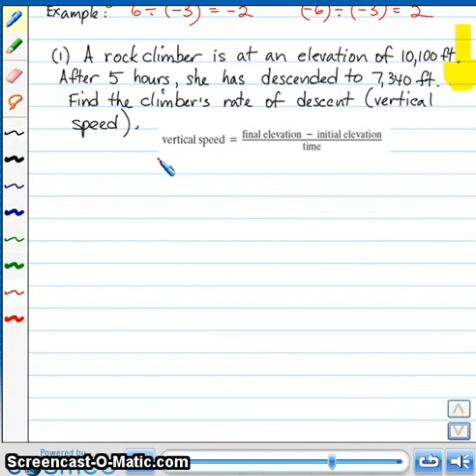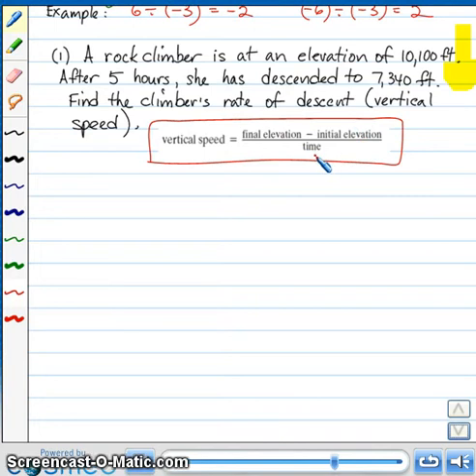Notice the formula is given to you here. The vertical speed is equal to the final elevation minus the initial elevation divided by the time that it took. So her final elevation is 7,340 feet, and I'm going to subtract from that 10,100 feet, and then I'm going to divide that by 5 hours because that's the length of time that took her. So distance divided by time is equal to rate.